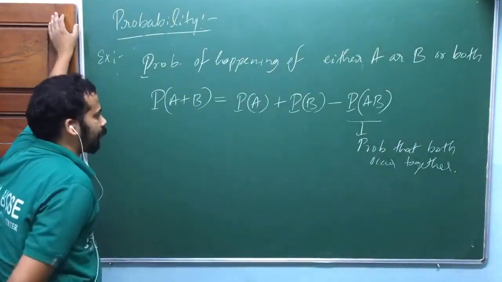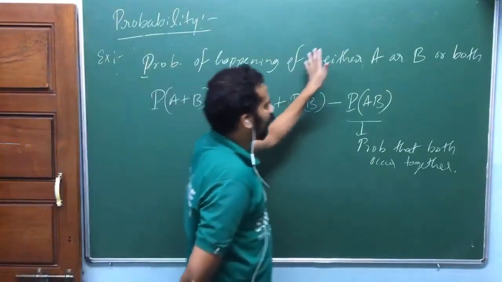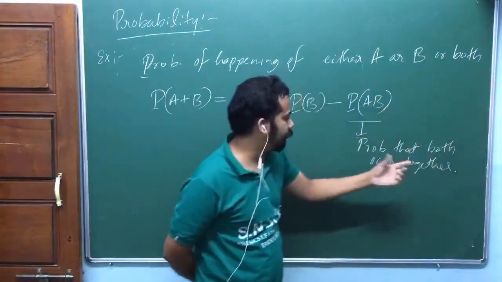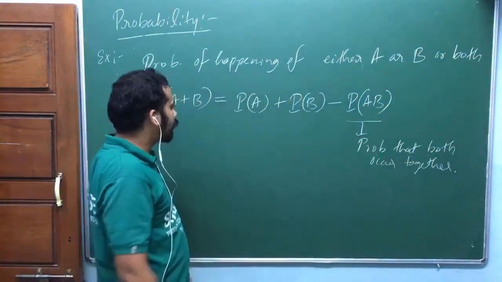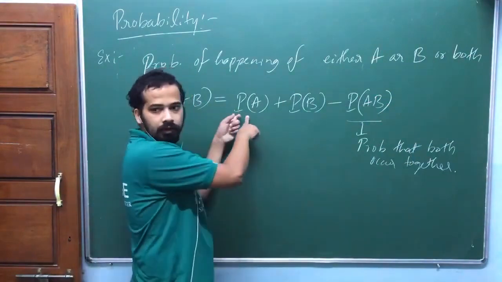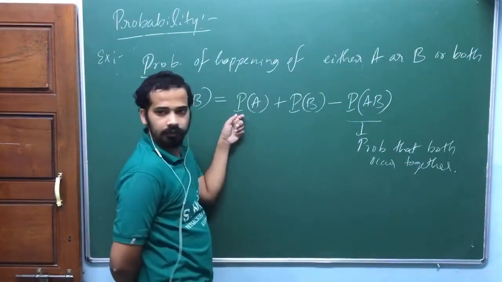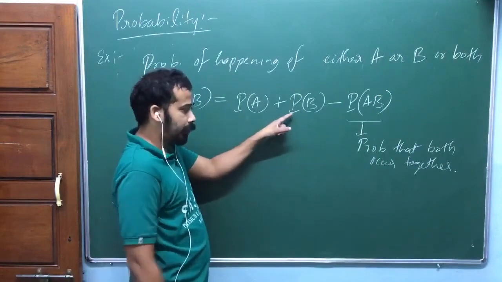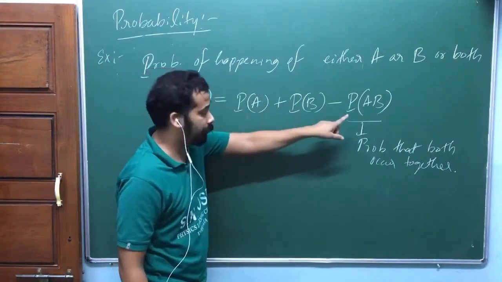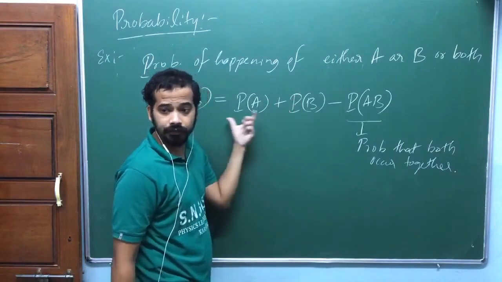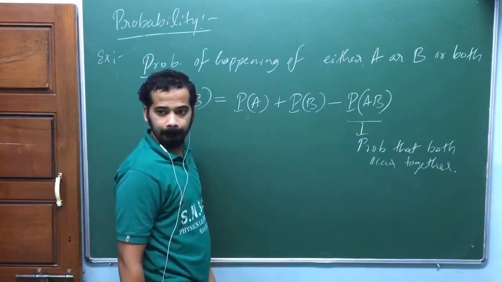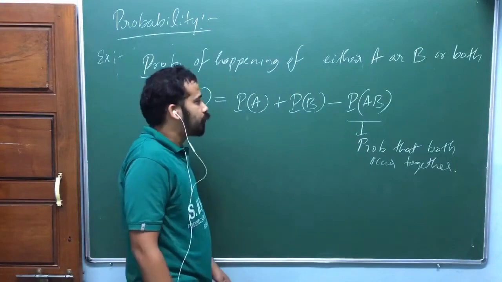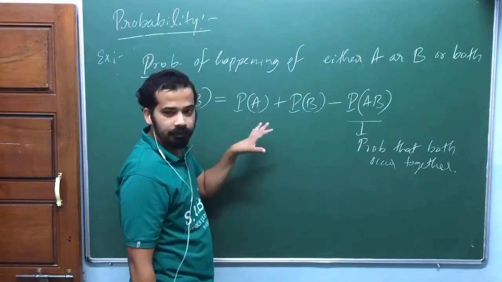Now, why do we need to subtract? We need either A or B or both, isn't it? Why do we need to subtract this one? Look at here, while writing probability of A, you have counted this probability also. While getting probability of B, you have counted this probability also. That's why this probability is counted twice when you add these two. Can you write it like A intersection B? No, don't write that intersection. I'm not comfortable with that one.